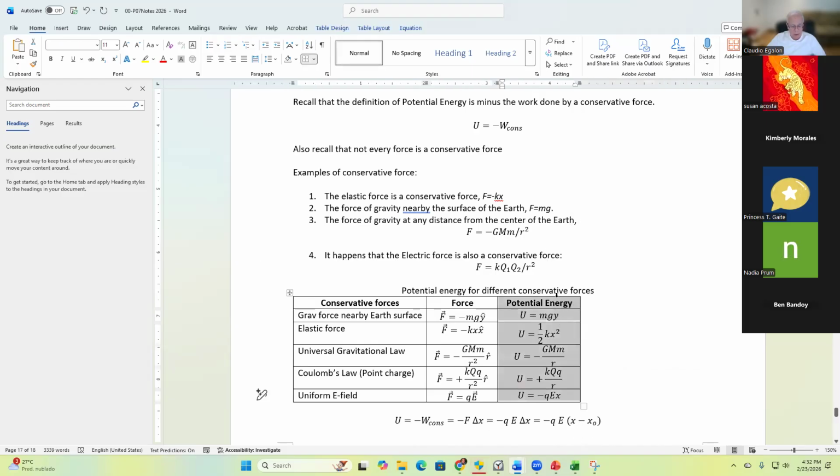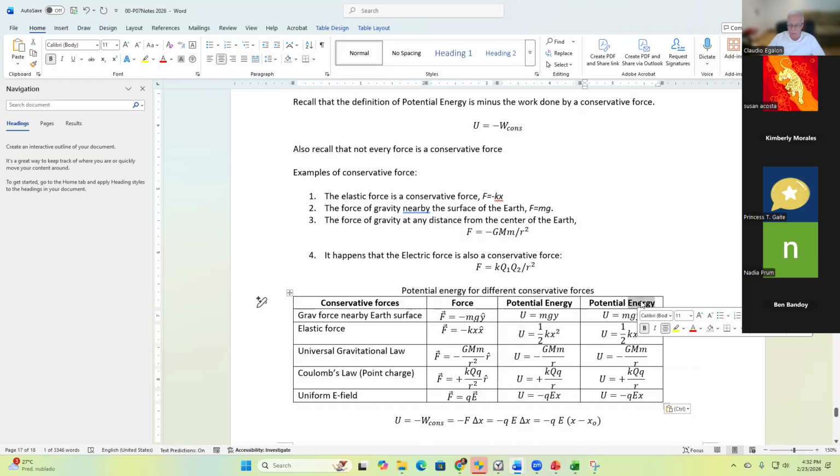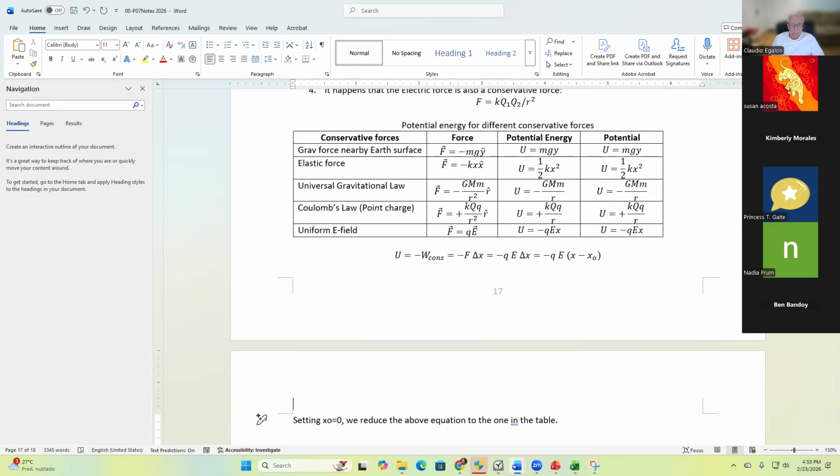And then I'm going to add another column right in here. This column is not going to be the potential energy. This column is going to be something else. This column we are going to call the potential. And the next question is how the potential is defined. The potential is a very important concept as well. We didn't cover the concept of potential in physics 6, but this is rather straightforward. So recall the above equation, which reduces to its respective one in the table.